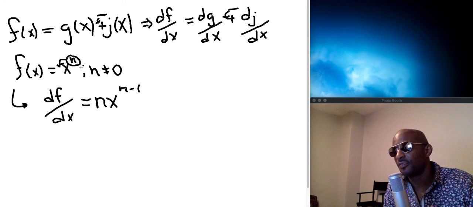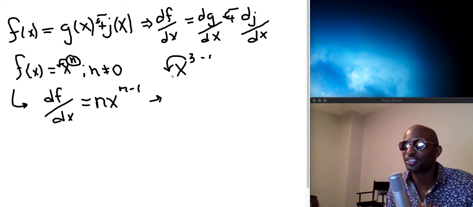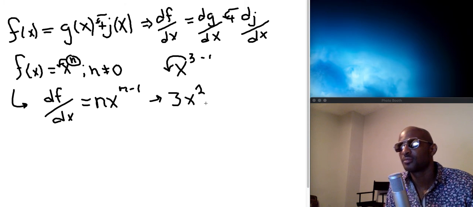So, for an example, let's just say the derivative of x cubed. What we would do is take that 3, move it down in front, and then subtract 1. So the derivative of x cubed would just be 3x squared. Okay, super simple.